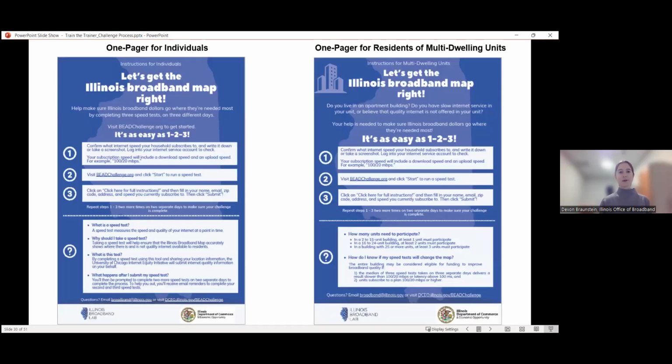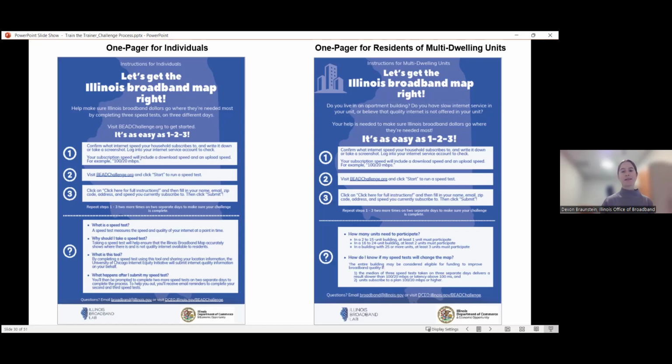If folks are looking for something a little bit more detailed that you can print out, hang on your wall, share with residents, treat it as more like a detailed flyer, we have 2 one-pagers here. The first one on the left is geared towards individuals and covers what we just talked through. So it talks about those 3 steps, but also helps folks understand, what is a speed test? What is this tool? Why should I do this? What are you doing with my data? What impact can I have? So hoping to make sure that folks are up to speed on that information.